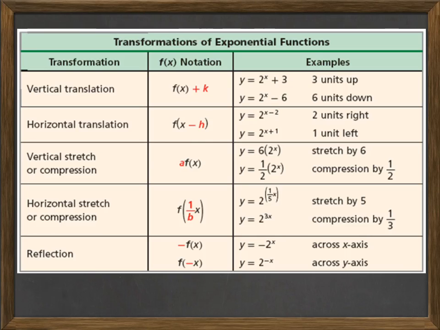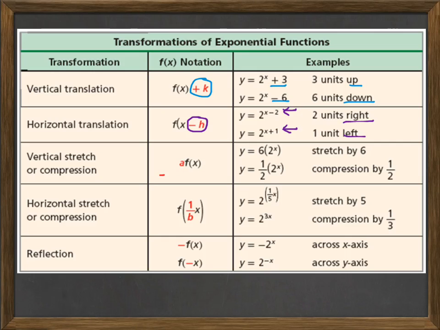Now we've done transformations with pretty much every other function we've used in this class, so hopefully these are not new to you in any way. If we add a value k at the end of the function, then we're moving it either up or down. Likewise, if we add or subtract a number to the x within the function, then we're moving it either right or left. Notice that when we're moving right and left, we're subtracting from the x or adding to the x that's in the exponent.